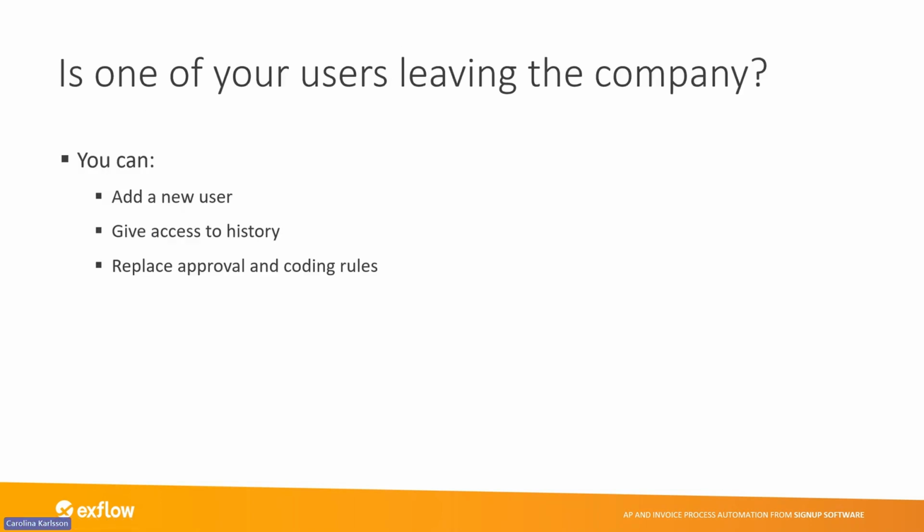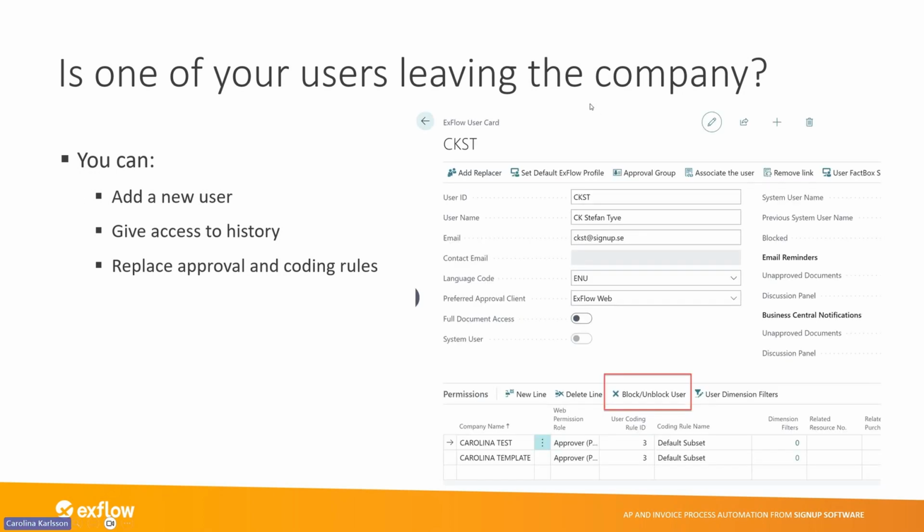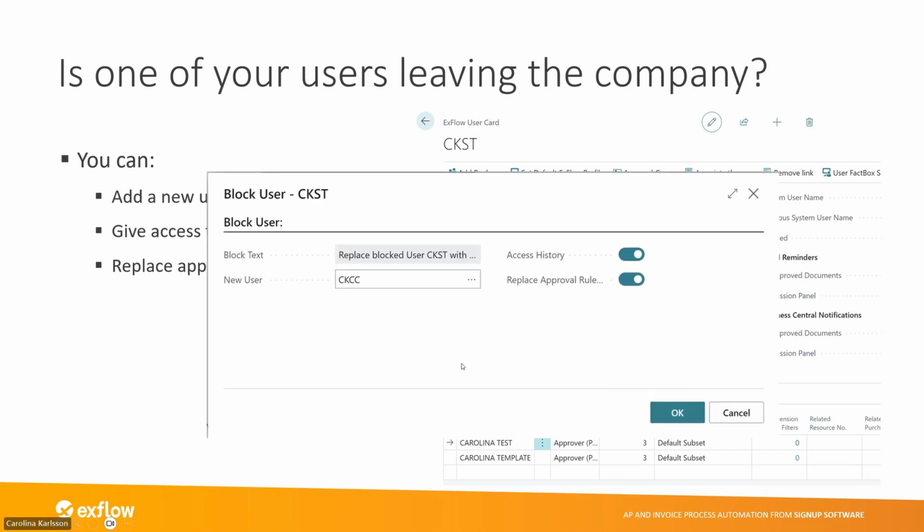So let's say that a user is leaving the company. Then you have the opportunity to replace that user with another one. You can then give the new user access to history, meaning all the previous documents that the previous user had. But also when you replace the one who's leaving with a new one, you could also tick a button saying that we want the new person to have all the approval roles and update dimension owners and so on. So if, let's say, your CFO is leaving the company and you get a new CFO, then you push block unblock user, and then you will get this.